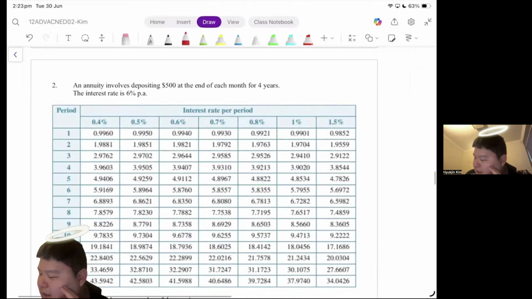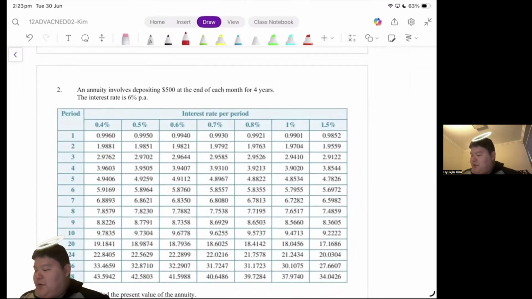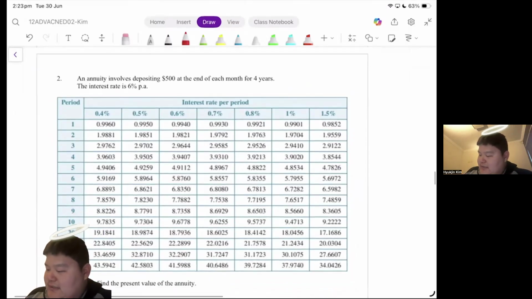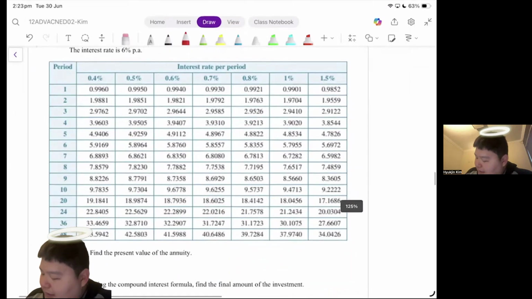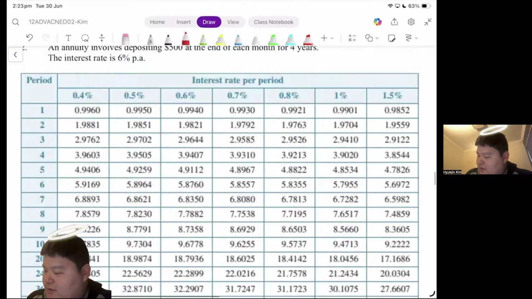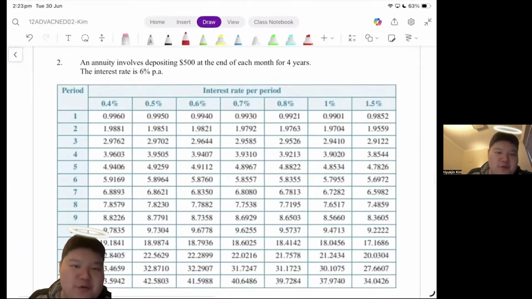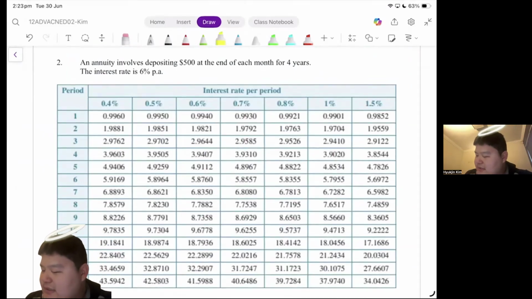We don't really care. An annuity involves depositing $500 at the end of each month for 4 years. The interest rate is 6% per annum. Find the present value of the annuity. The question has given me the present value table. One of the quickest ways to tell, even if you can't read, is this: if I put in 3, but then the values are lower than 3, that means it has to be present value. If I put in 4 and all the values in the same row are lower than 4, that means it's a present value.